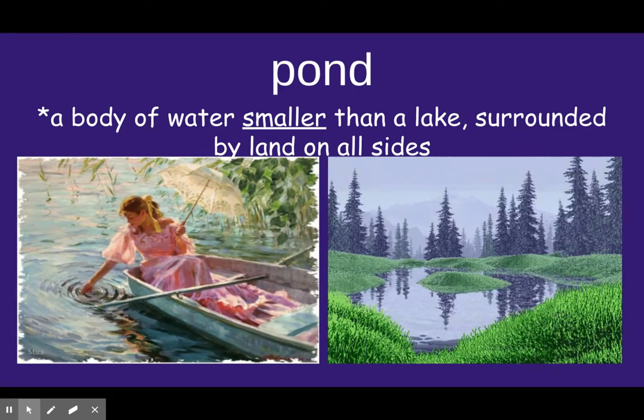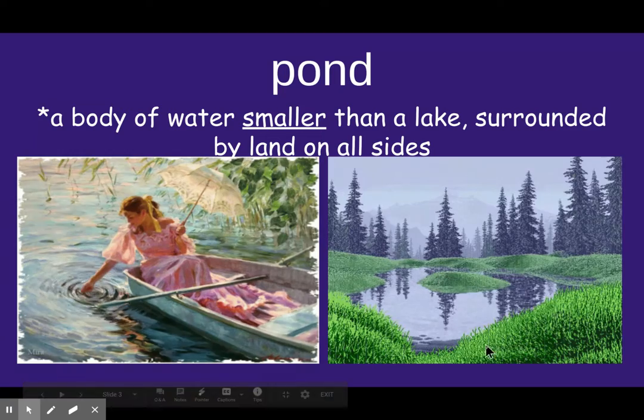Okay, our next word is pond. It's a noun, and a pond is a body of water that is smaller than a lake, surrounded by land, usually on all sides. So if you notice, this lady in the boat has her hand in a small body of water. You can't really see the edges of it, but it's a pond. She's just sitting in a pond.